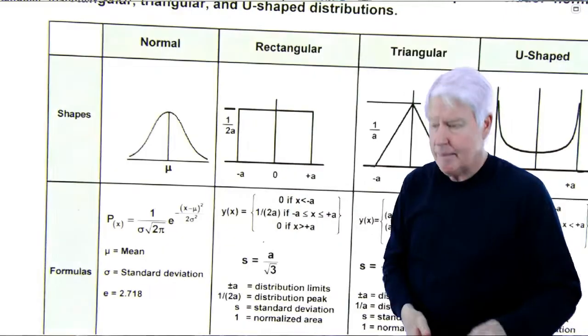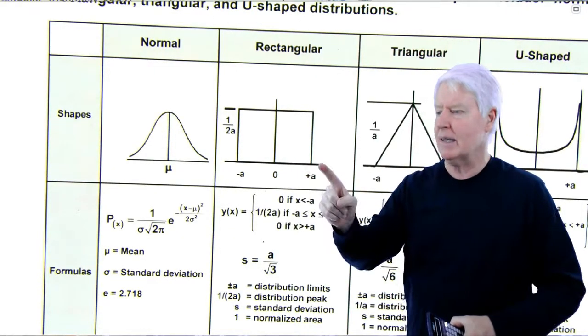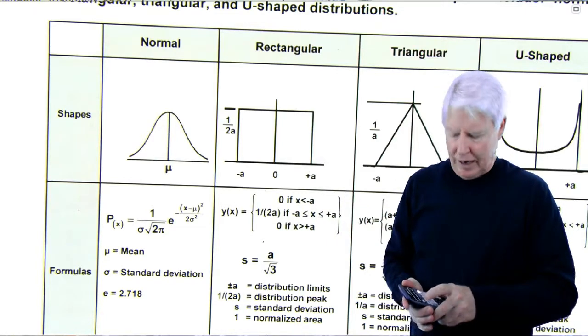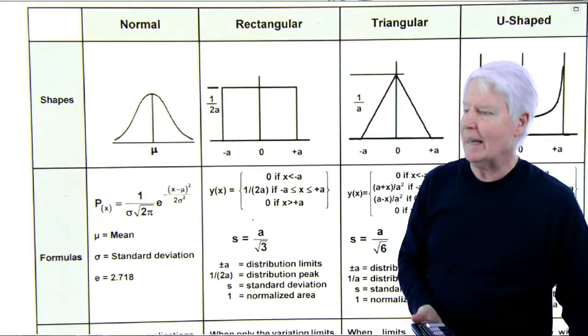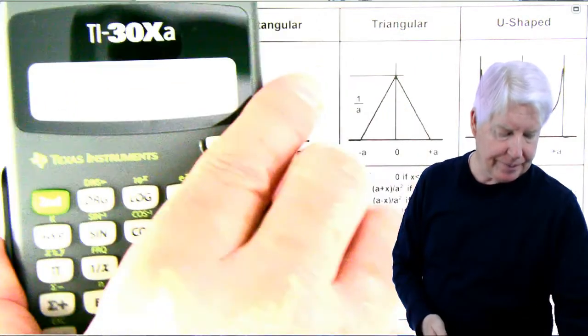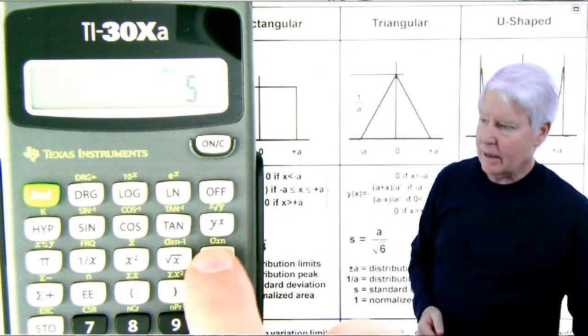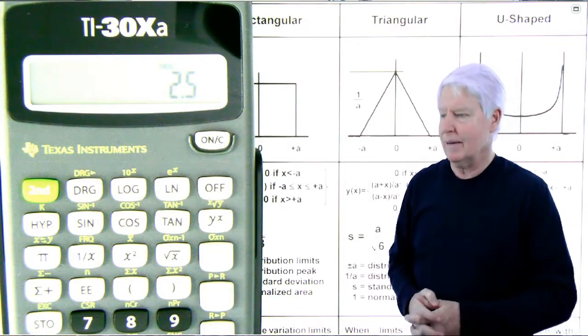So again, what does that mean? That means this distance between A minus and A plus is 5. Now, what do we need to do to get A? We need to divide that 5 by 2. So that's the next thing we do. 5 divided by 2 equals 2.5.